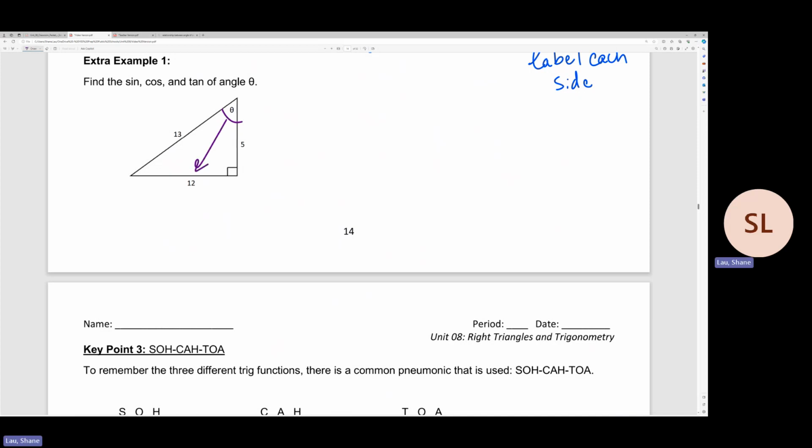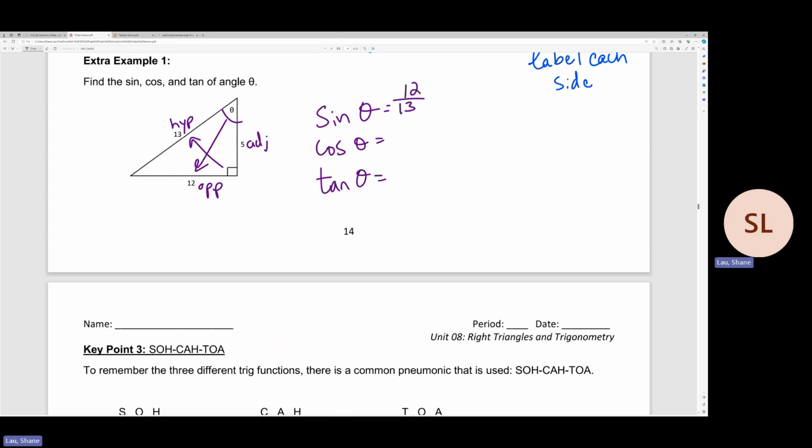We'll find our opposite. We'll find our hypotenuse. So here's our opposite of our theta. Here's our hypotenuse. And this must be our adjacent. We're going to do the same thing: sine of theta, cosine of theta, and tangent of theta. I know sine is opposite over hypotenuse. So opposite, which is 12, over hypotenuse, which is 13.